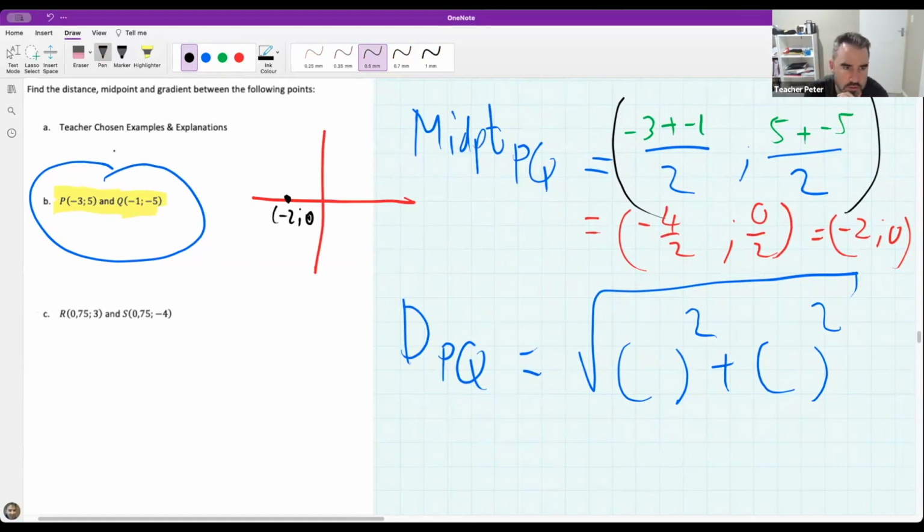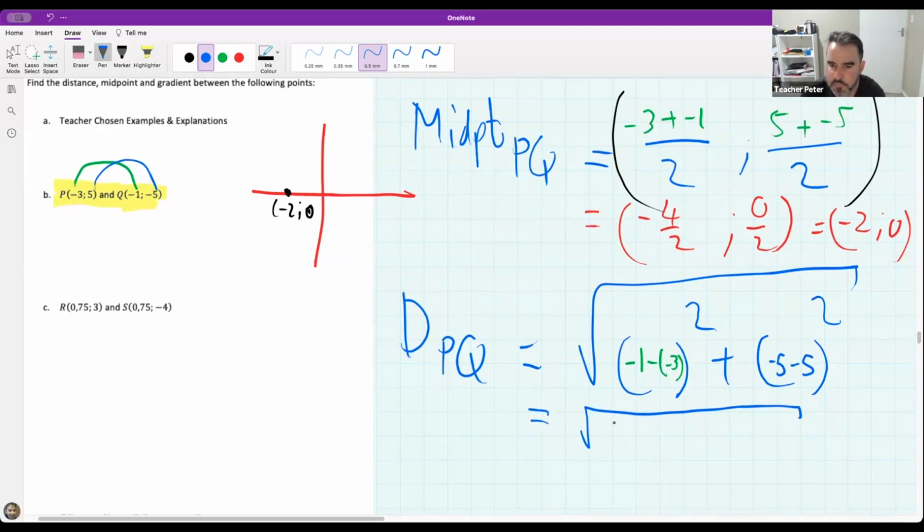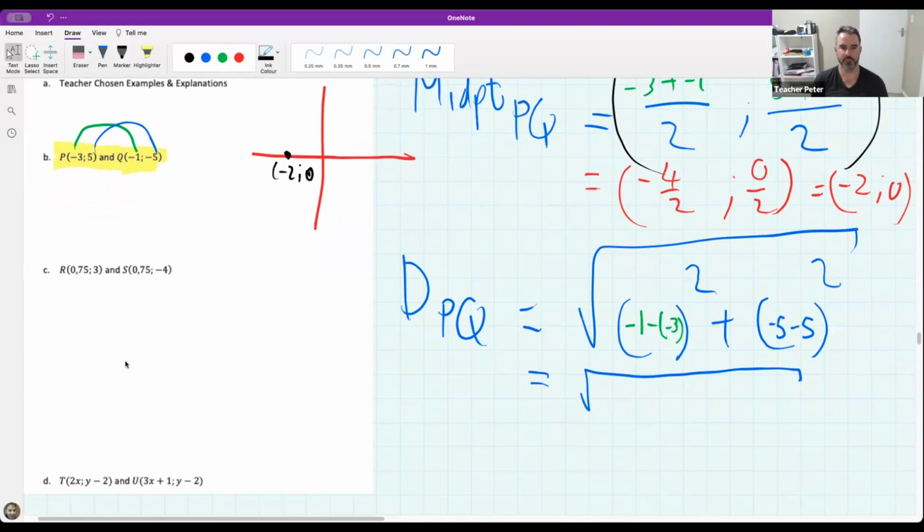We have to be a bit careful here because there's lots of minuses involved. What do you get for the distance between P and Q? So we've got our midpoint already. The midpoint was -2, 0. But we want to get the distance between P and Q. And I said -1, -3, and -5, -5.